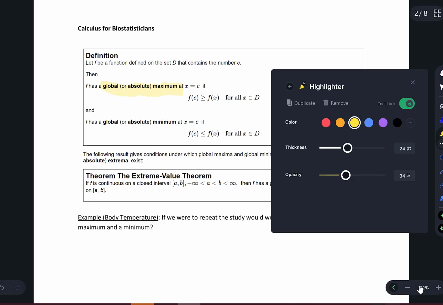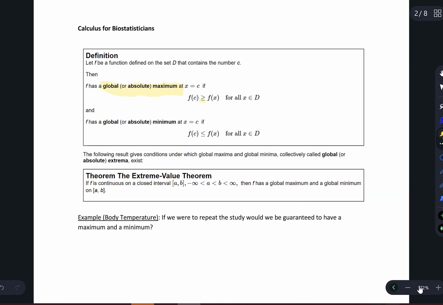One important thing to notice here is that we do have the equal sign in the inequality. This is what guarantees what we talked about earlier, when I said we could have the same temperature over the entire 24-hour period, and that would still be the maximum and the minimum in that case. This equality sign allows for that. It's not saying that the maximum has to be a unique number, it's just saying it has to be greater than or equal to the function evaluated at all other values.